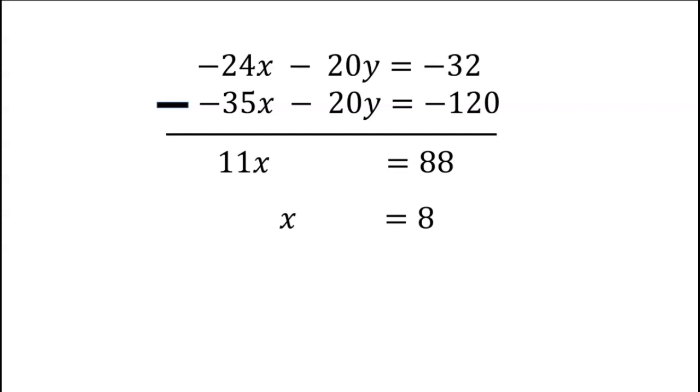And now we take that 8 and plug it back into either of the first two equations for x and solve for y. When we do that, we will get y equals negative 8. And remembering to write our answer as the ordered pair, 8, negative 8.